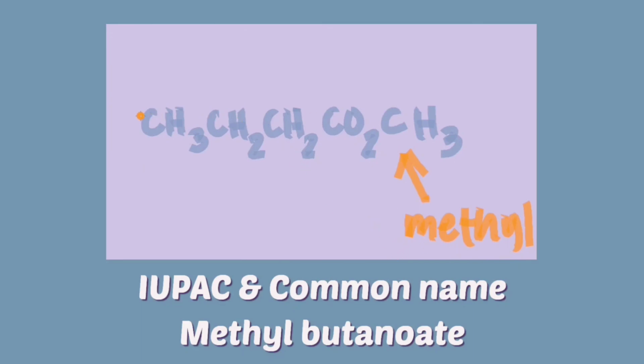We got our butanoate from our mother chain, which is found on the left side. This includes the C coming from the chemical structure of ester.